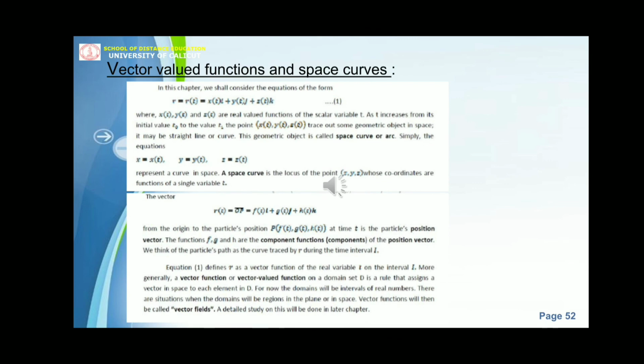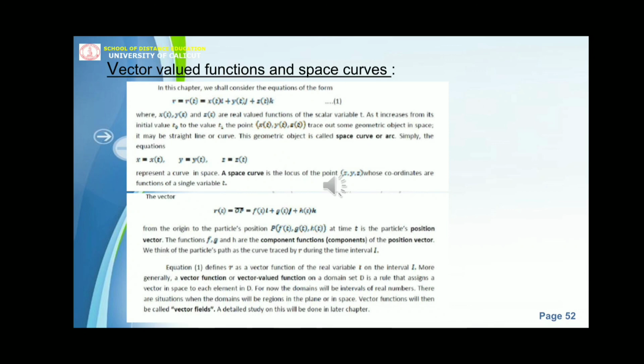Consider the function r of t is equal to x of t i plus y of t j plus z of t k. Now notice that as the scalar variable t changes, the points x of t, y of t, and z of t trace out some geometric object in space. Such a geometric object is called a space curve or arc. So simply saying, a space curve is the locus of the point x, y, and z whose coordinates are functions of a single variable t.